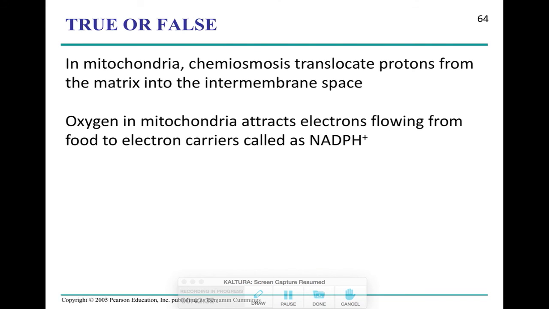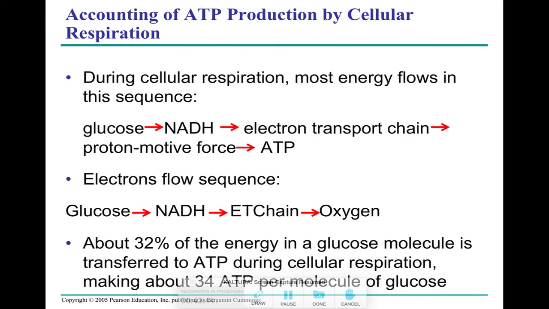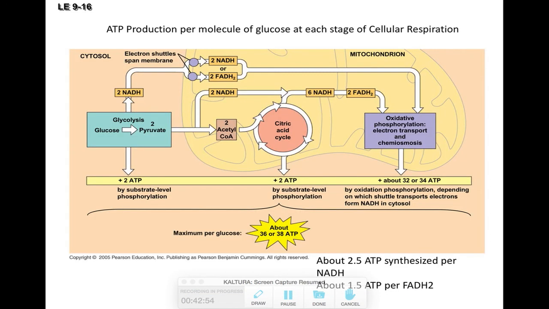Try to answer these true or false questions. You have to remember this path of electrons and energy. This is important for the test. Let's see what is anaerobic respiration and fermentation. Before that, you have to remember that you need all of this for the test. Yes, you have to remember all this for the test, all these numbers.